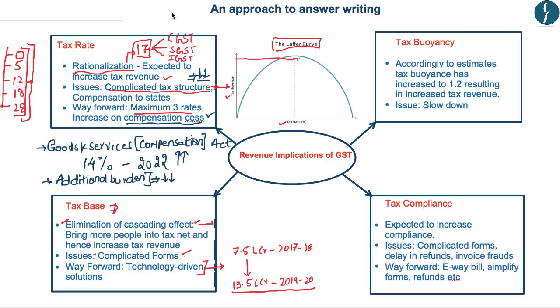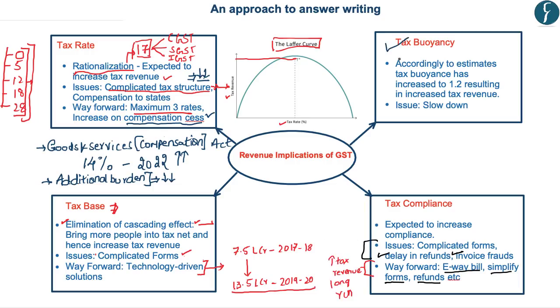Now, besides, a number of compliance issues, including delay in refunds and invoice frauds, have contributed to low tax revenue to the government. As a result, steps like introduction of e-way bill, simplification of forms, expediting the process of refunds, etc., are expected to increase the tax revenue in the long run.